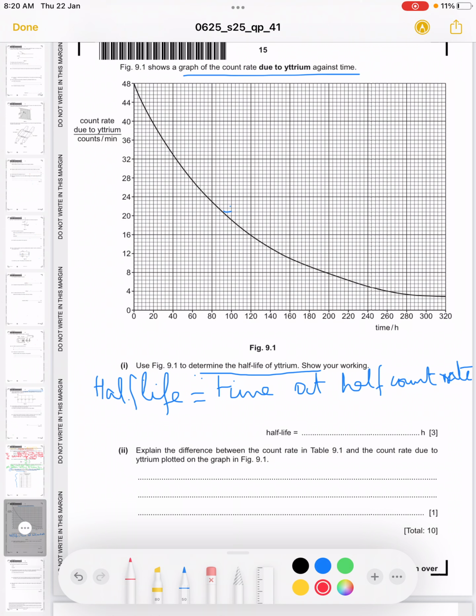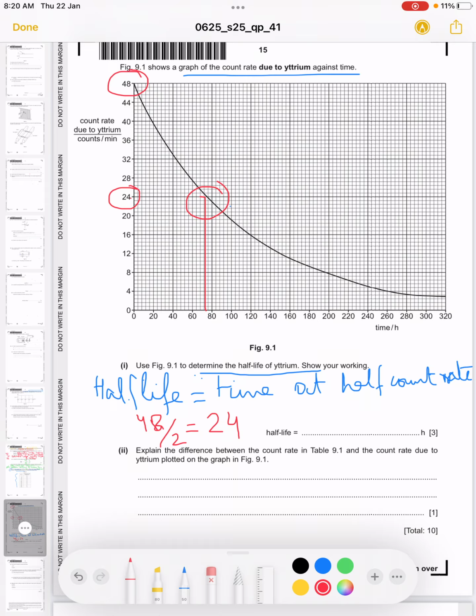Right? So this is our actual main count rate, 48. So what we need to do, 48 divided by 2, right? So it will give you 24. The time at which our count rate is 24 is our half-life. This is our count rate 24, and we need to find out the time where this point is.